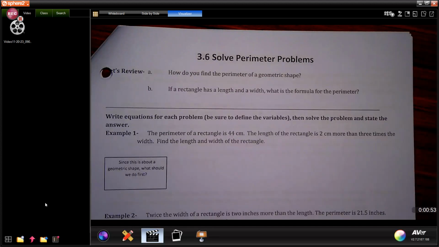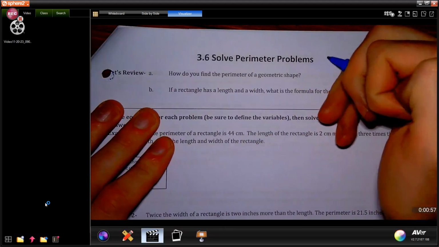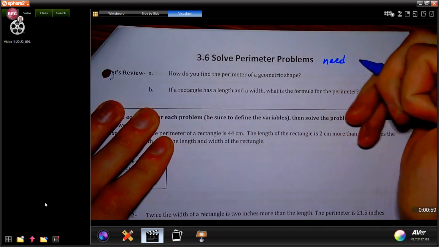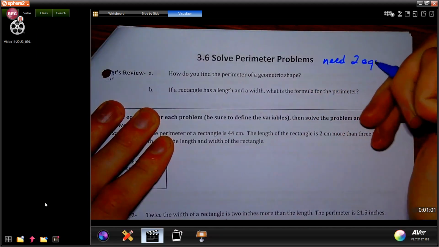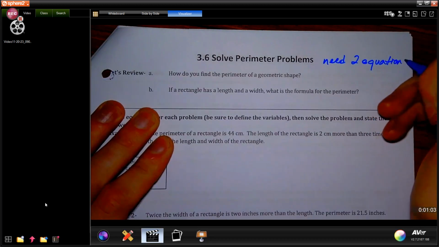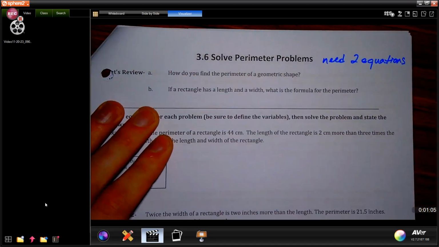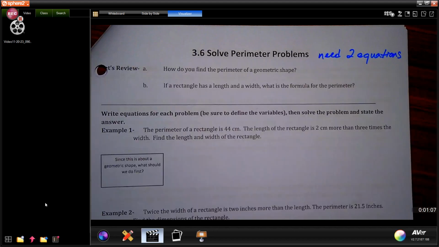Now, everything we've done up to this point is using systems. That means to solve perimeter problems, we will need two equations, or a system. I'm going to teach you how to write them down, because the hardest part of this is knowing what kind of equation to write down.